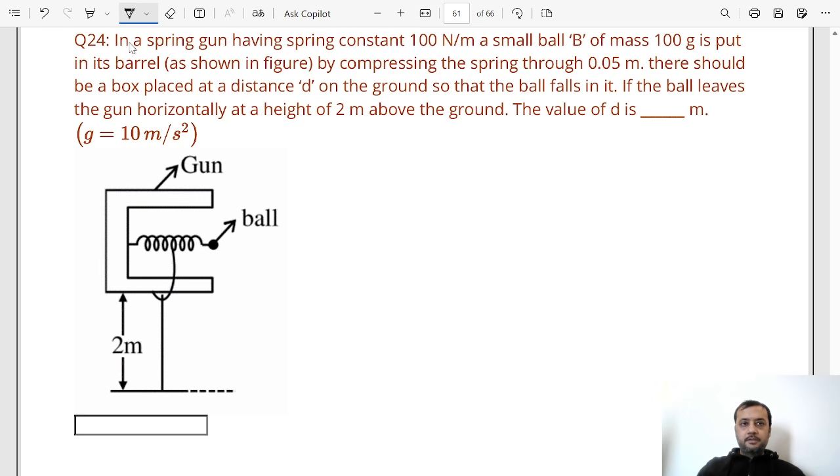Thank you. In this question there is a spring gun having a spring constant of 100 Newton per meter. A small ball of mass 100 gram is put in its barrel by compressing the spring to 0.5 meter. There should be a box placed at a distance d on the ground so that the ball falls in it. If the ball leaves the gun horizontally at a height of 2 meter above the ground, the value of d is. So let us imagine that this is the ground, and if this spring is compressed by a distance of 0.05 meter, then the ball will be released and will fall somewhere inside this box. So the question is asking for this value of d.